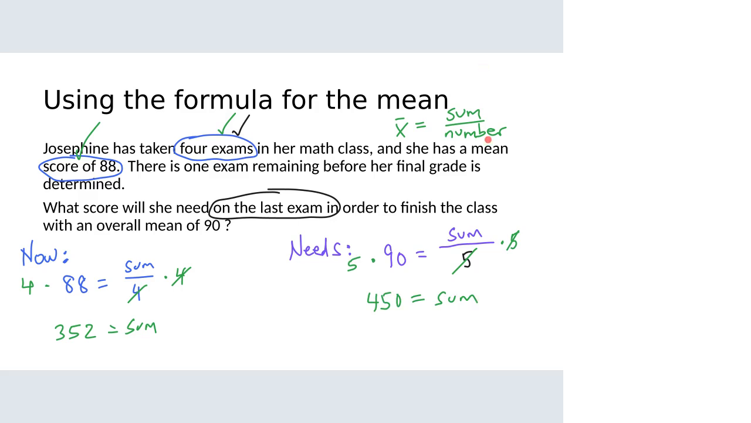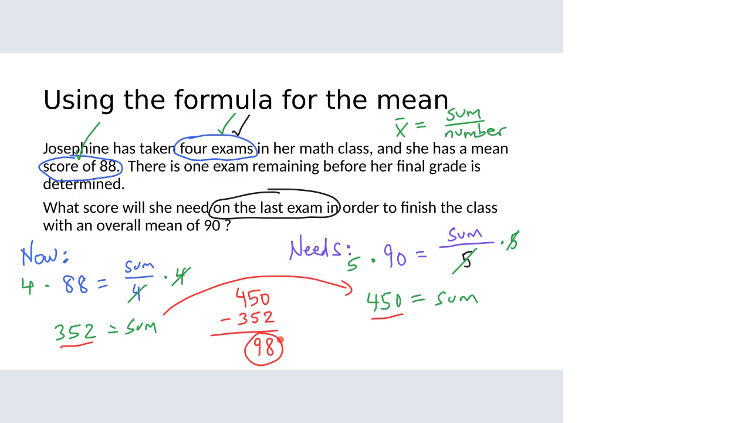So as of right now, she has 352 points. When that last exam is over, she's going to need to have 450 points. And so we're going to have to bridge that gap. We're going to have to get from 352 all the way to 450. We just need to subtract to find the difference between those, and that'll be the number of points she needs to earn on the last exam. So we'll do 450 minus 352, and she's going to need 98 points on that last exam in order to finish the course with an overall mean of 90.